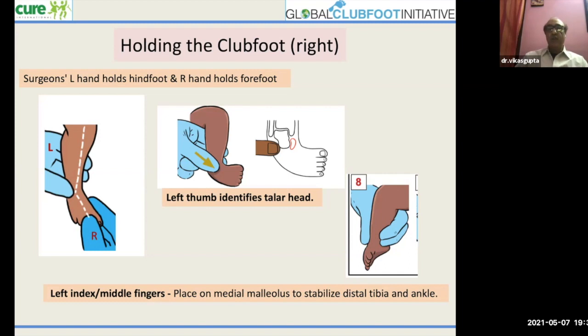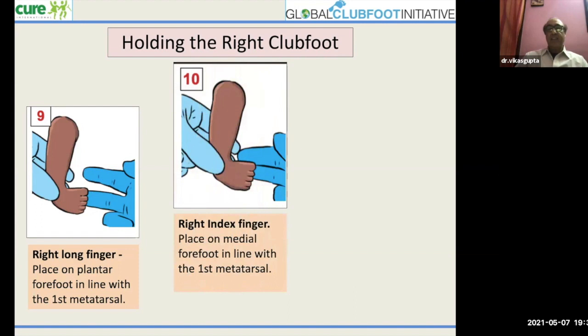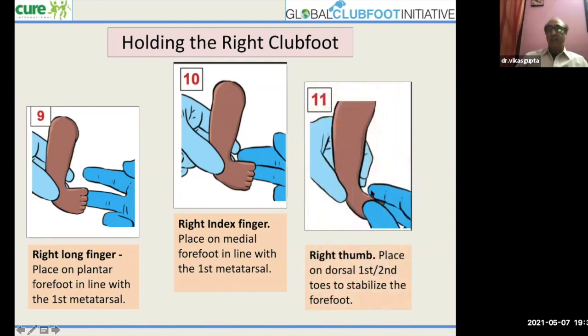So what is the right hand doing? The right long finger is placed on the plantar aspect along the first metatarsal. The right index finger is again placed on the medial forefoot in line with the first metatarsal. So why is this important? This long finger will correct the cavus, and the index finger will correct the adduction deformity. And the thumb, which is stabilizing the forefoot, is placed over the dorsal aspect.